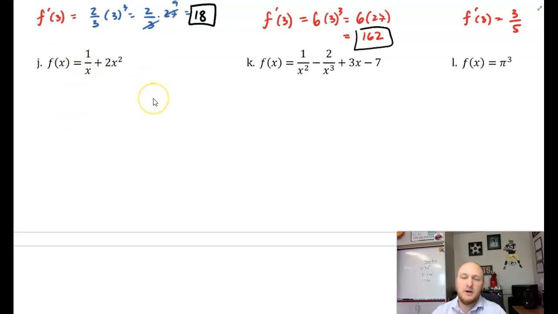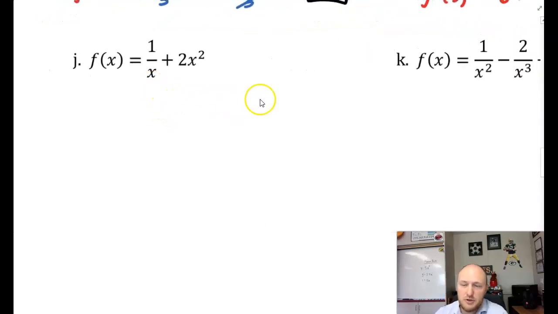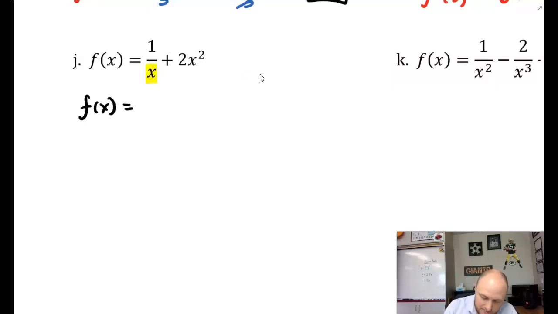Now, before I can show you this, I need to execute note number 2 in our notes, which was make sure that the variable is in the numerator before we begin. Do you guys see this x right here, how it's in the denominator? I got to move it up. It needs to be in the numerator. I can't use the power rule if variables are in the denominator. So this becomes x to the power of -1 plus 2x squared.